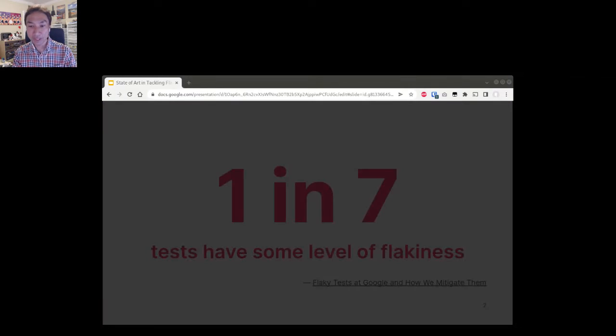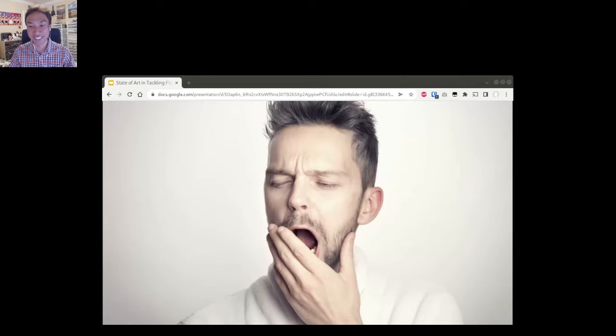But while this quantification might be impactful, not many people might have thought that 1 in 7 tests have some flakiness. Still, I'd imagine the general problem of flakiness probably isn't news to anyone if you've spent, I don't know, half a year in this industry.